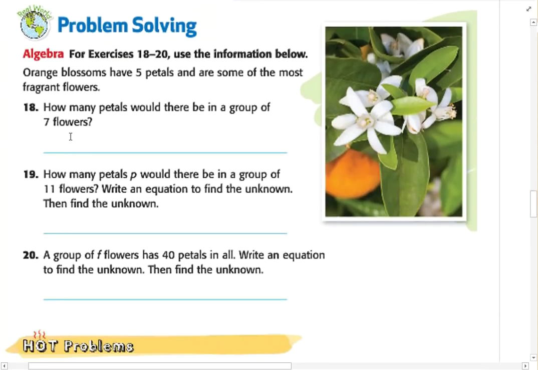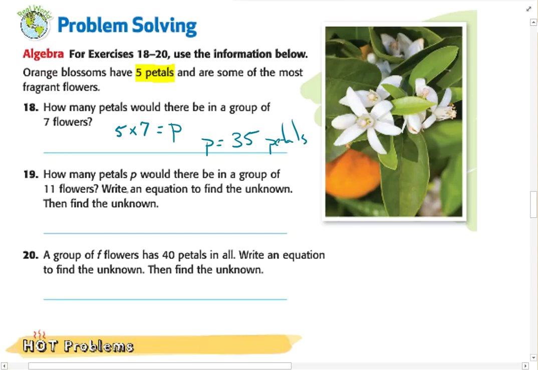We'll work a few of these problems here. Orange blossoms have 5 petals, and some are the most fragrant flowers. So how many petals would there be in a group of 7 flowers? Well, go back to your problem and identify information that gives you. Each one has 5 petals. So I'm going to be saying 5 times 7 equals what, right? And so we could say how many petals? 5 petals on each flower. There are 7 flowers, so P equals 35 total petals.